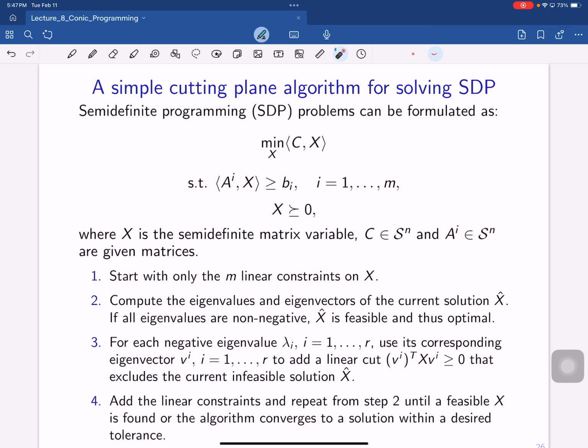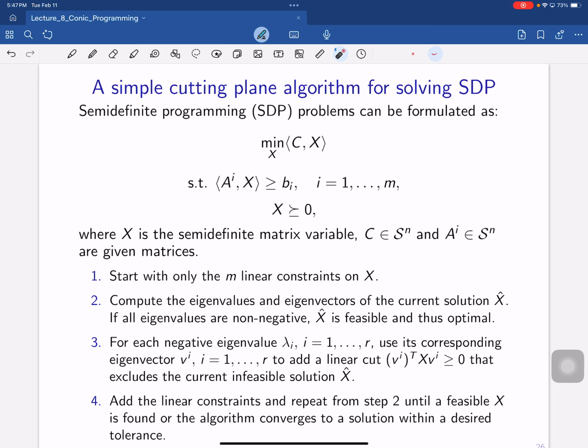X is positive semi-definite, and then you have a linear function, and then maybe you have some linear constraints. But then we cannot deal with this PSD constraint. Suppose you only have an oracle of a linear programming solver. So let's start with M linear constraints on X without this PSD constraint. Now you have a linear program, you can solve it.